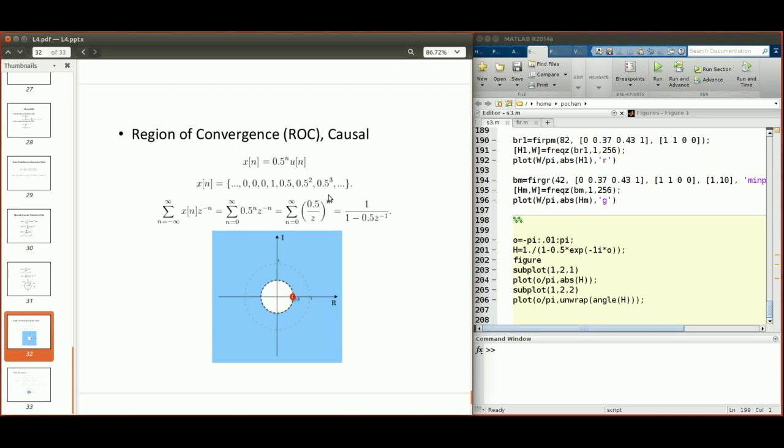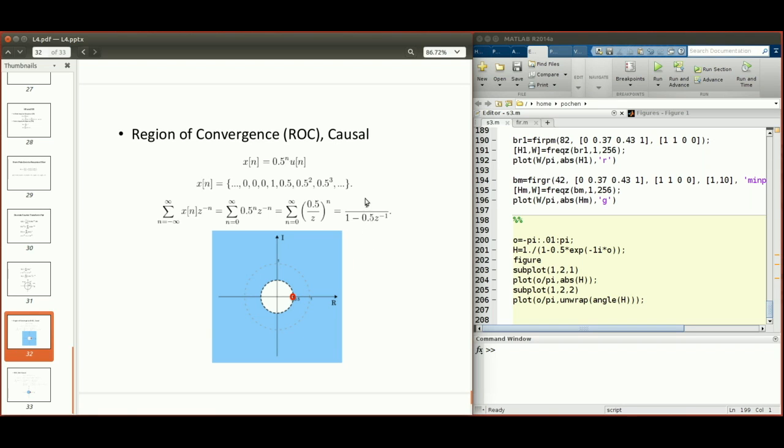And this example is actually quite a typical example. It's a canonical example. Basically for causal signals, you're going to have a region of convergence containing infinity, so it's actually outside of a certain circle. For a causal signal, the region of convergence on the complex plane is outward, outside of a circle, basically. And the radius of the circle is determined by the pole.